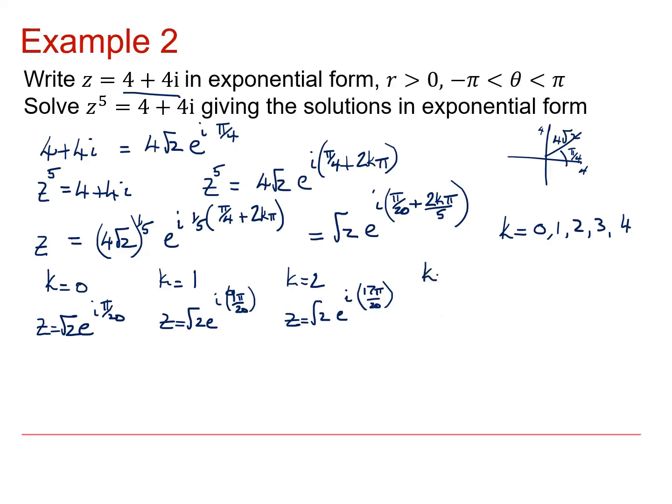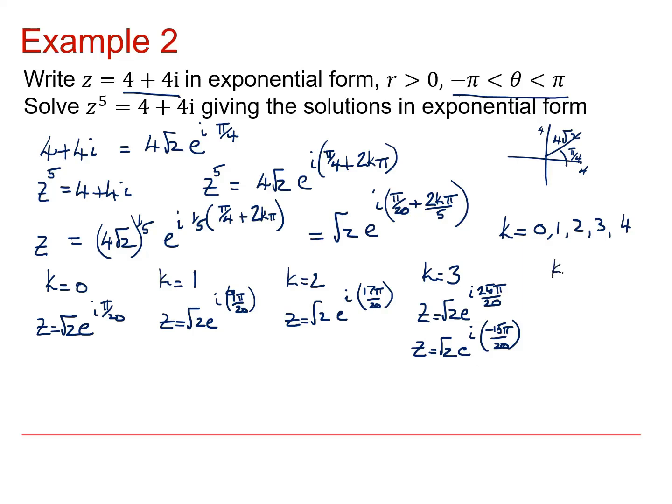When k equals 3, z is equal to root 2 e to the i 25 pi by 20. Again, 8 further on. This is out of range though, because I want theta to be between minus pi and pi. So I need to spin that back by 2 pi, and this is going to give me that z is equal to root 2 e to the i, and that's going to be minus 15 pi by 20.